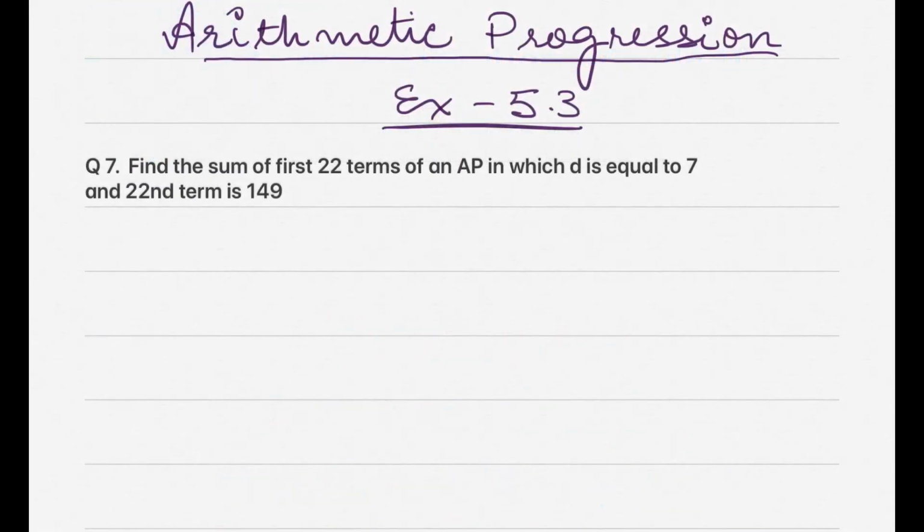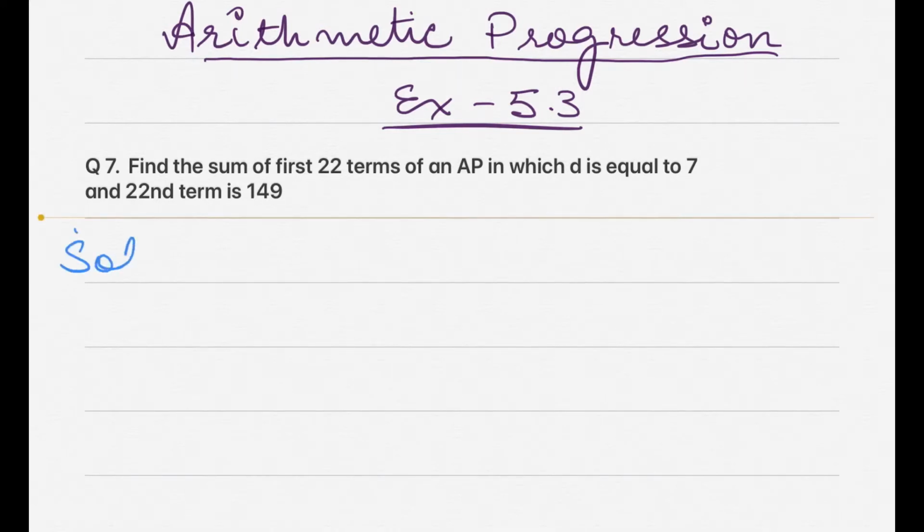Guys, so we have done the first 6 questions of this exercise in the previous videos, and now we are on question number 7 of exercise 5.3, and we are continuing arithmetic progression. So now let's see what question number 7 says. It says find the sum of first 22 terms of an AP in which D is equal to 7 and 22nd term is 149.